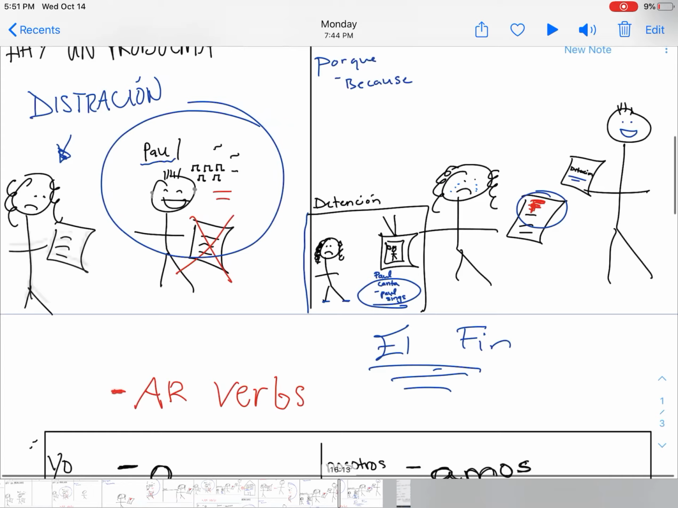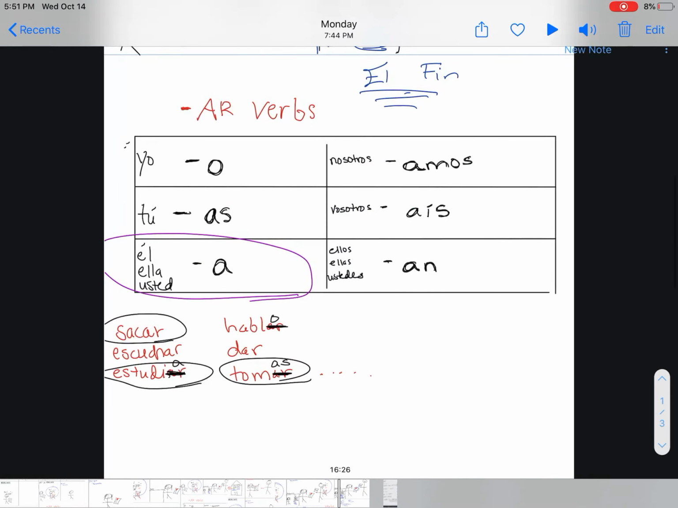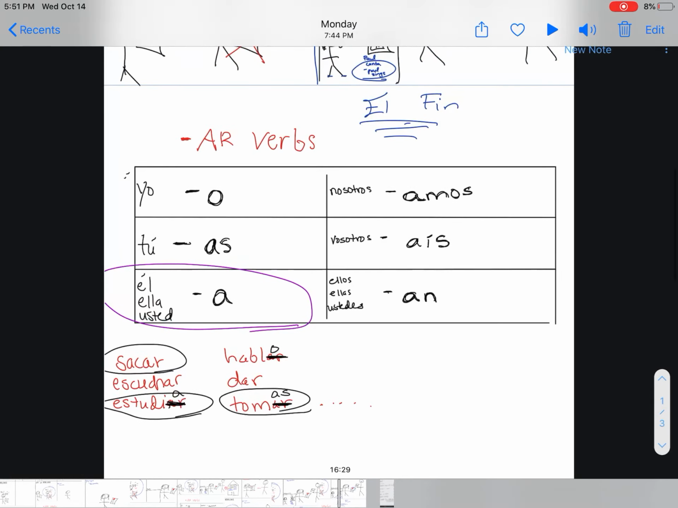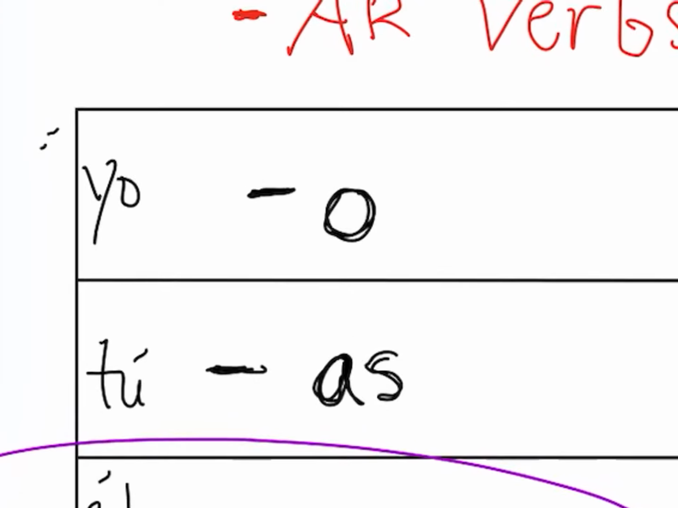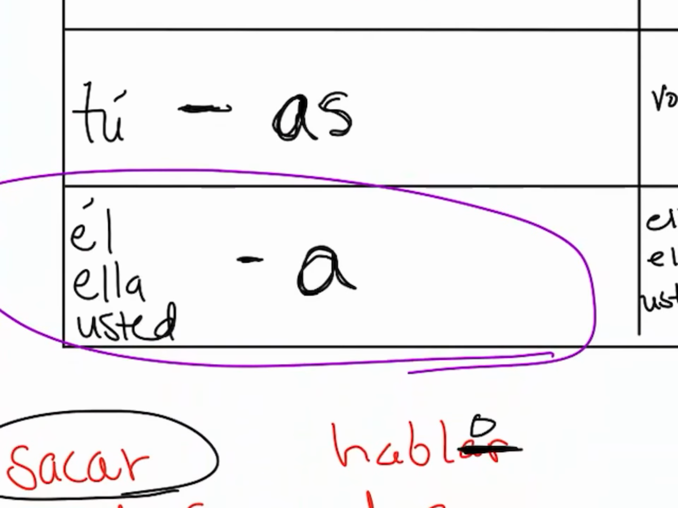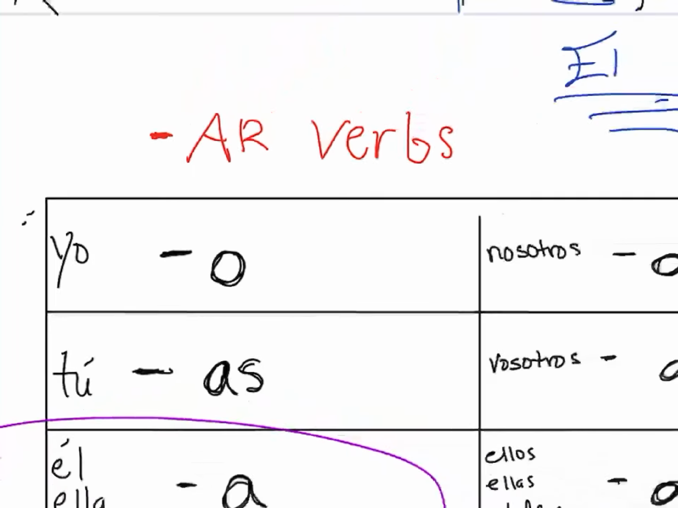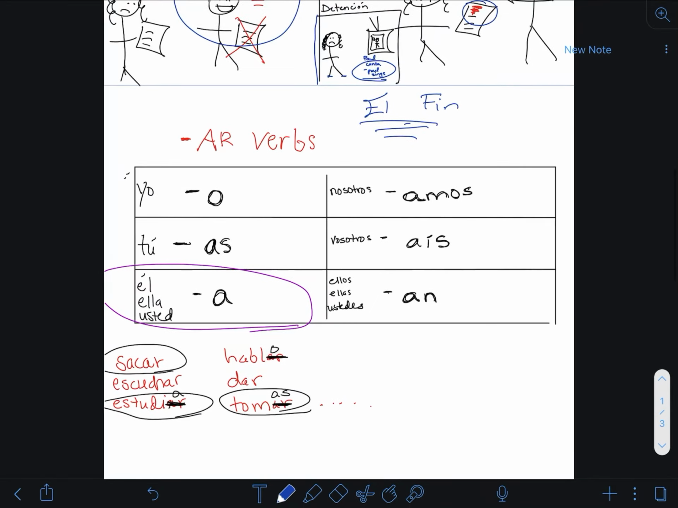There's going to be an activity with this. And what you're going to do is you're going to write sentences based on what happened, but you're going to change the ending to the yo form. So make sure that you're paying attention to, instead of it ending in A, instead of saying Sarah toma un examen, you're saying yo tomo un examen, right? I take an exam.